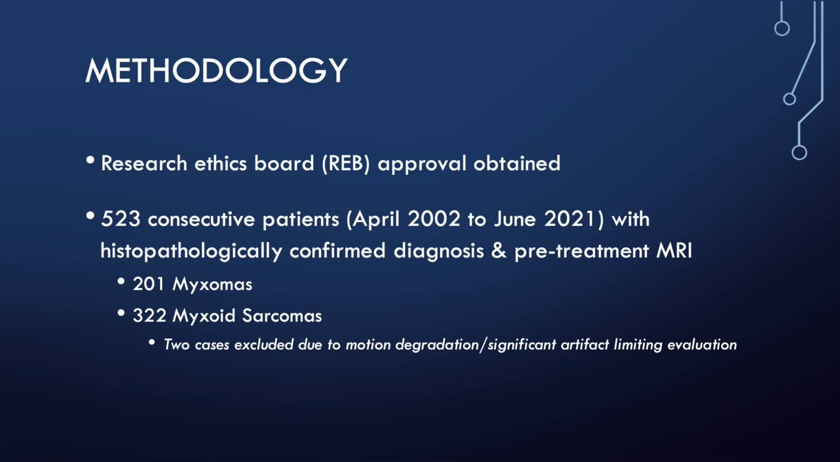Hi, this is Daniel, and I'm pleased to present our methodology to you. Institutional Research Ethics Board approval was obtained with waiver of informed consent for this retrospective study. Out of a cohort of 849 cases, derived from a database managed through the University of Toronto Musculoskeletal Oncology Unit from April 2002 to June 2021, a total of 523 eligible patients were identified with histopathologically confirmed diagnosis and available pre-treatment MRI. This included 201 myxomas and 322 myxoid sarcomas, with 2 cases excluded because of significant imaging artifacts.